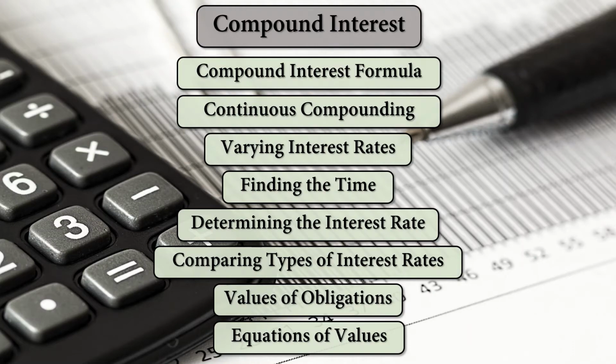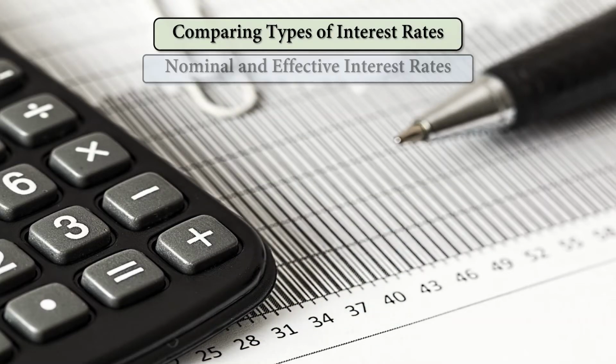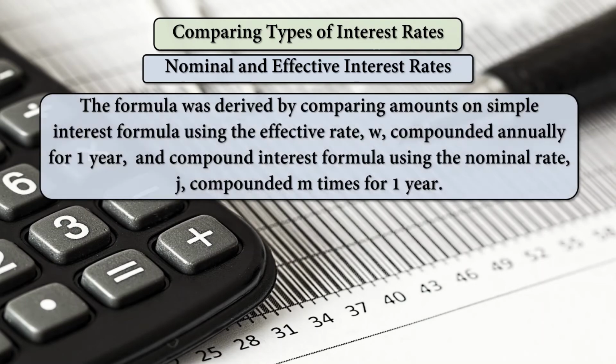After determining the interest rate, we are going to discuss next about comparing types of interest rates. So first, we are going to compare nominal and effective interest rates. There are several types of interest rates which we are going to compare in this topic. The first one is the nominal and effective interest rate.